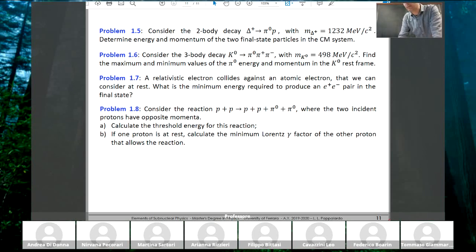So consider the reaction proton-proton that goes into proton-proton pi zero, where the two incident protons have opposite momentum. Calculate the threshold energy for this reaction, and then if at least one proton is at rest, calculate the minimum Lorentz factor of the other proton that allows the reaction. Okay. So let me write down the reaction. So we have a collision between two protons that results in two protons plus 2 pi zero.